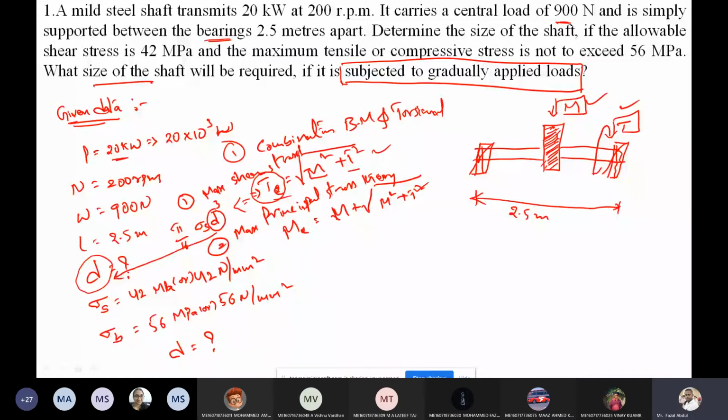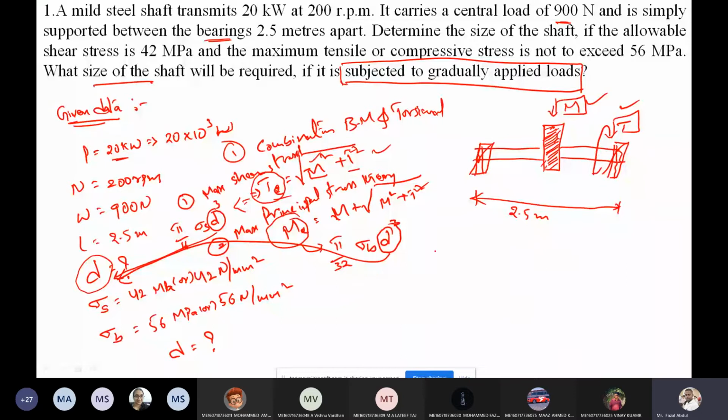Now what is capital Me? The equivalent bending moment, that is pi by 32 into sigma b into d cube. See here, this d is what we are calculating. To calculate the d value, first we require capital M and capital T. So first I am calculating capital T, that is torque.